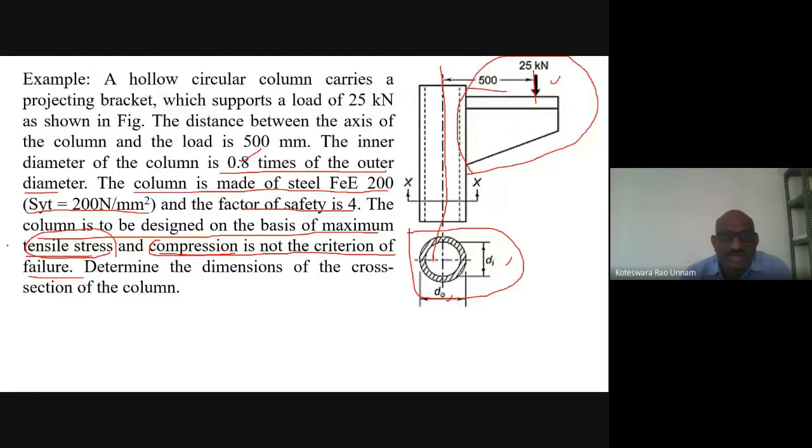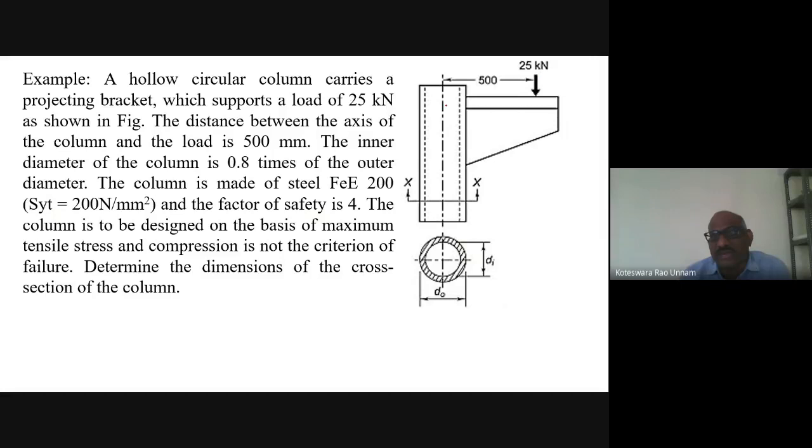So therefore, you need to compute the induced tensile stress because of this 25 kilonewtons. Then you need to equate that to the allowable stress. Allowable stress is 200 divided by factor of safety 4. That is 50 MPa, the allowable stress. 50 Newton per mm square is the allowable stress. So then the induced stress you need to calculate.